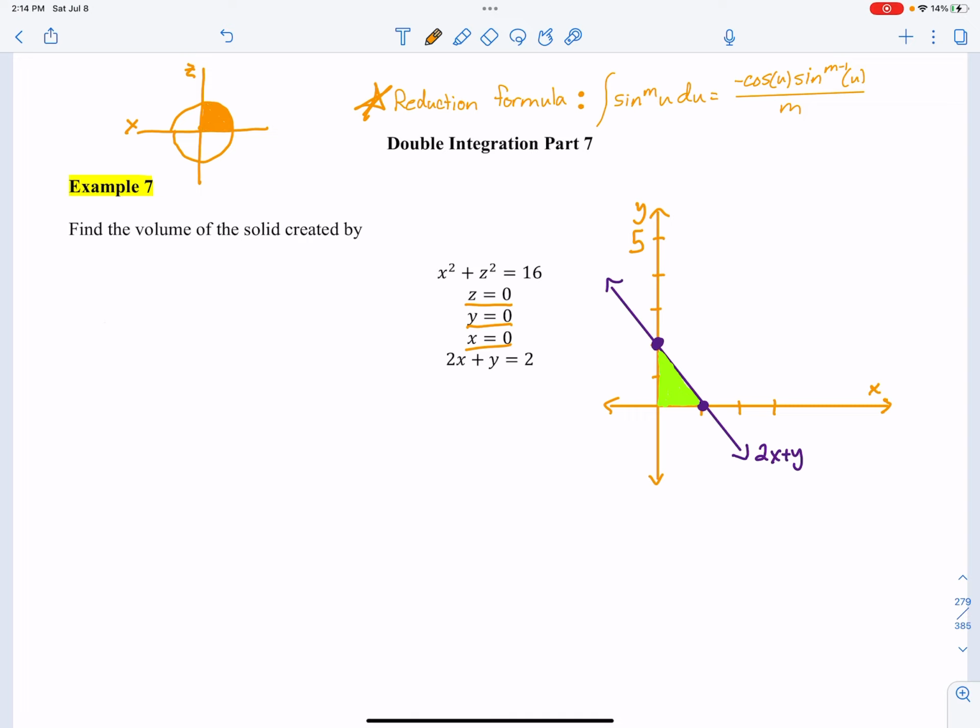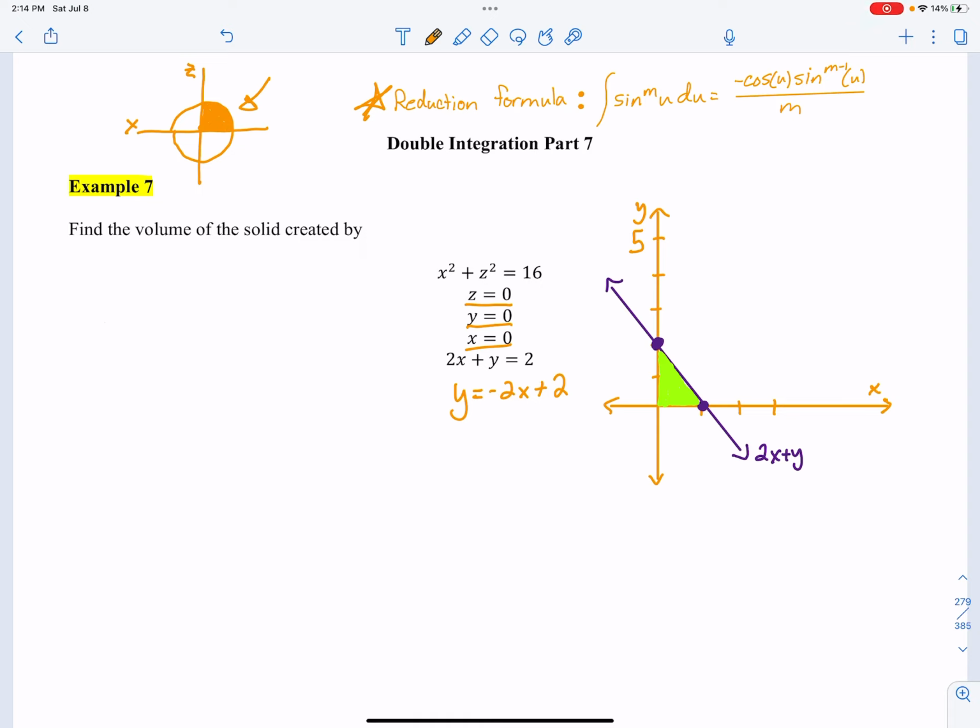Now, the other thing they gave us kind of restricts us. This is just a line. You can see this by moving 2x to the other side. I graphed that line there in purple. The x equals 0, y equals 0, and z equals 0 actually keep us right there in green. And then it's this surface here on top of that. So it's cut just that way. We're trying to find the volume of that little section.